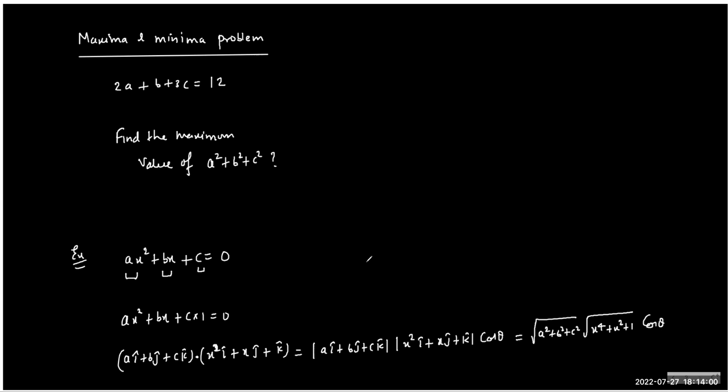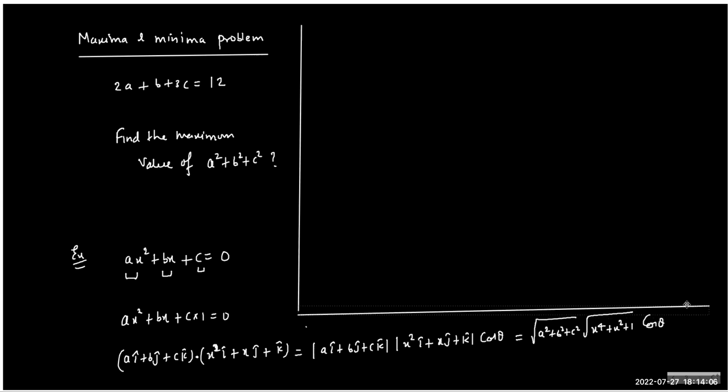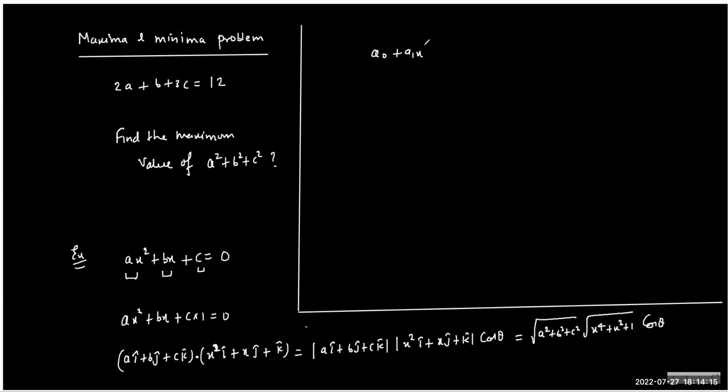In fact, any algebraic expression, any polynomial degree equation, let's say if I write a naught plus a1 x square plus a2 x cube plus dot dot, we can write this as a naught i cap plus a1 and so on. Okay, now this is too much. We cannot go beyond 3. I mean, that's our dimension.